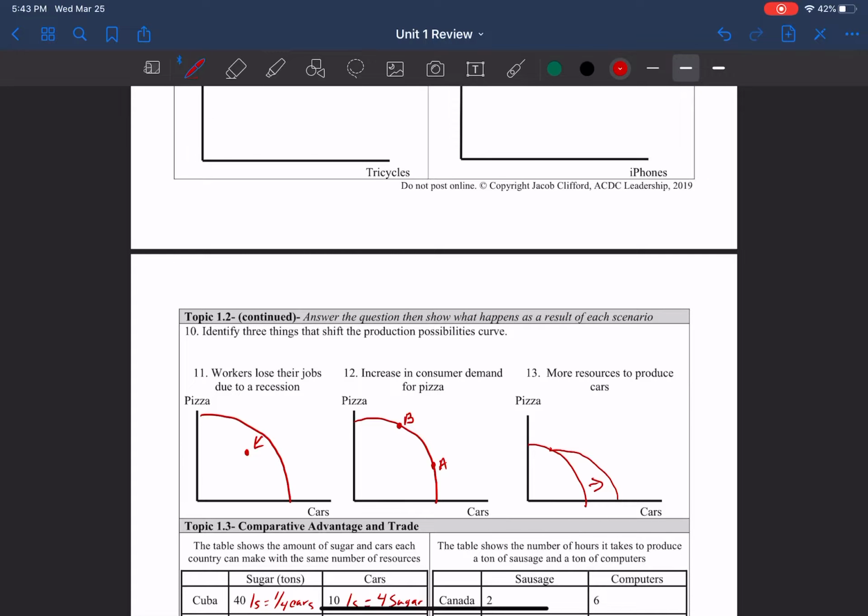Now if for whatever reason it now took more resources than it did before to produce cars, then your curve would shift to the right and kind of bulge off like that, like I've drawn. Not the best drawing.